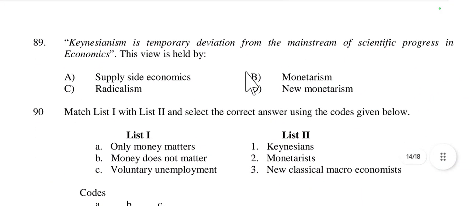Question number 89. Keynesianism is a temporary deviation from the mainstream of scientific progress in economics. This view is held by supply side economics, monetarism, radicalism, or new monetarism? It is held by radicalism, because radical economists often critique mainstream theories, including Keynesianism, and advocate for more transformative changes in economic thought and practice. So option C is right here.